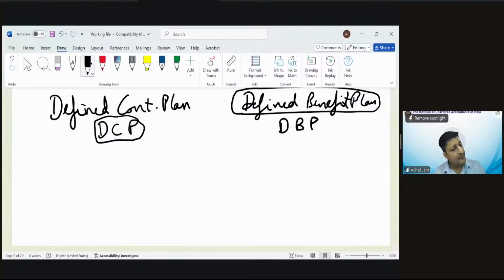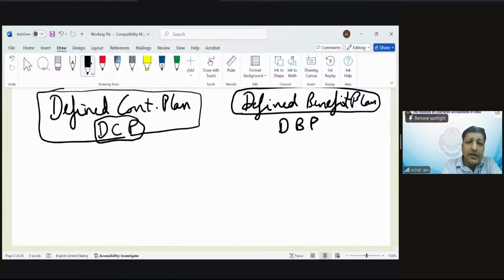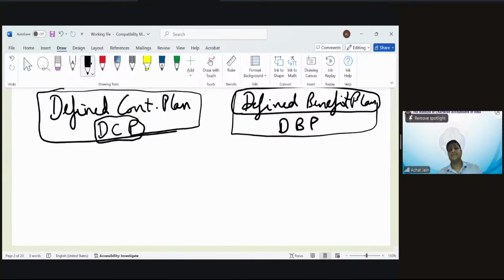Okay. Now, in this case, I'll take one example of an employee benefit, and with the help of that example, we'll try to understand. Say, the company has a policy to pay pension to its employees. Now, can we say it's an employee benefit?